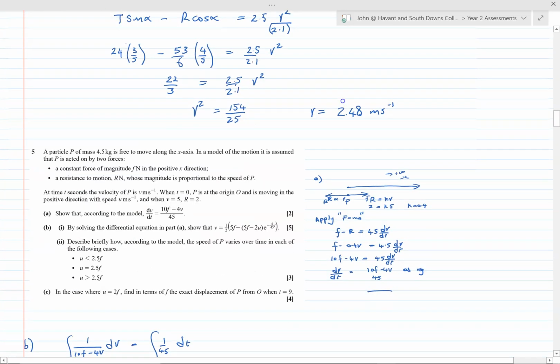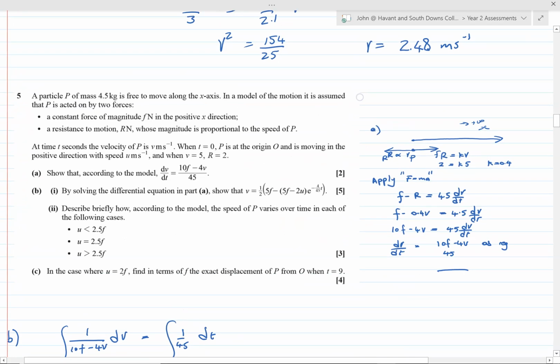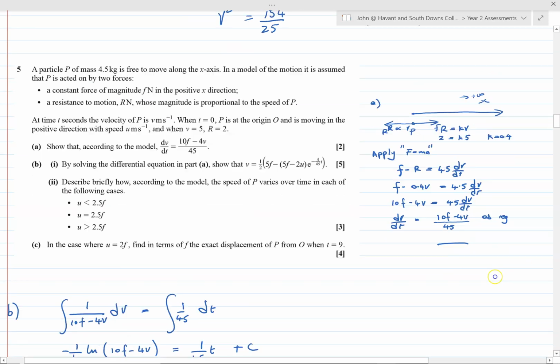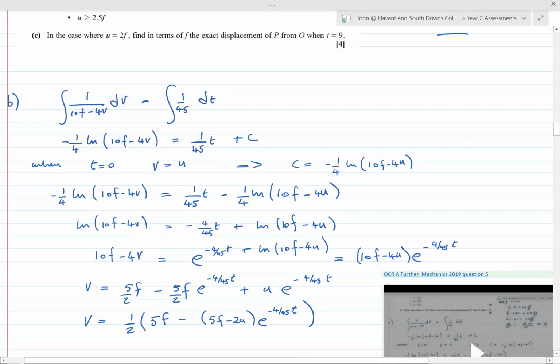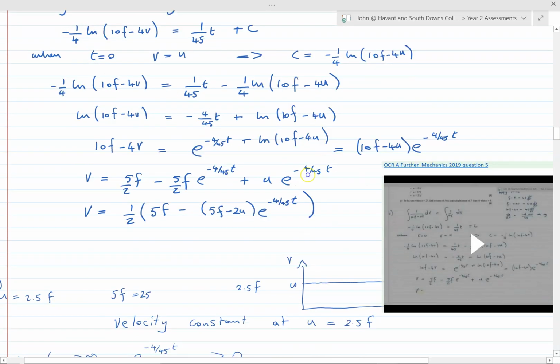Okay, question 5. Apparently almost all got the "show that" bit in this part of the question. Sorry, the 45 has come out of the thing there. And then for the second part, you had to show your working quite carefully on part B, because again it said "show that".